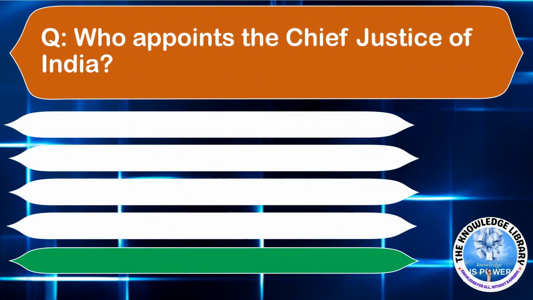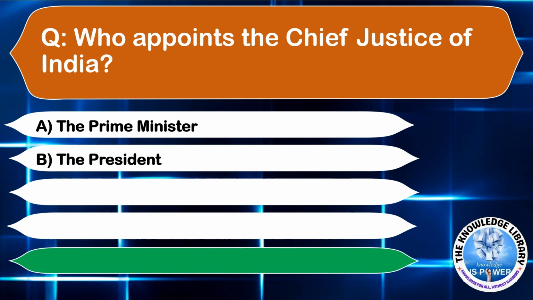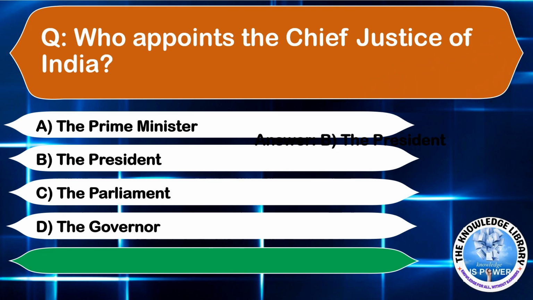The next question is, who appoints the Chief Justice of India? Option A, the Prime Minister. Option B, the President. Option C, the Parliament. Option D, the Governor. Correct answer is option B, the President.